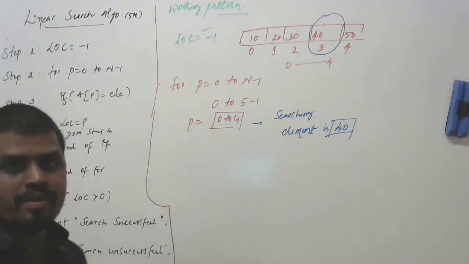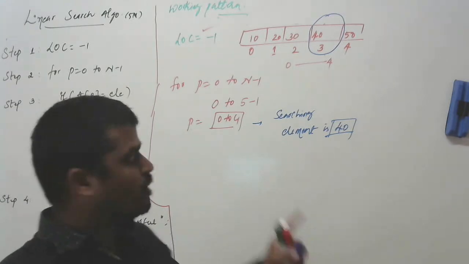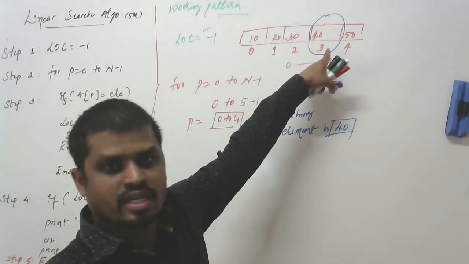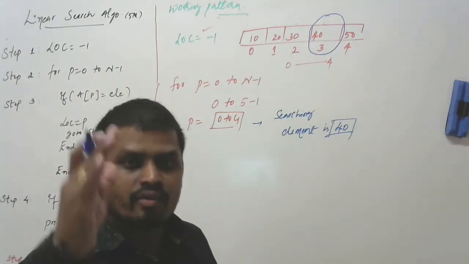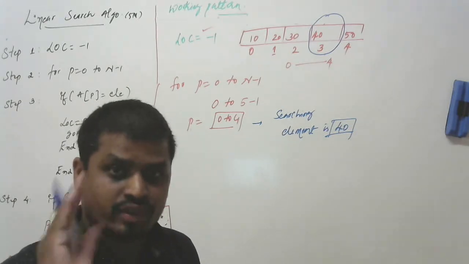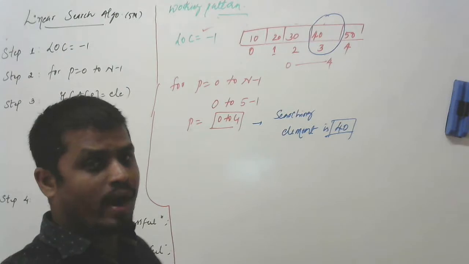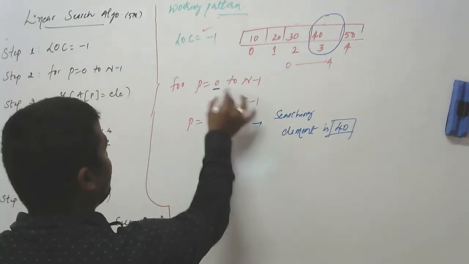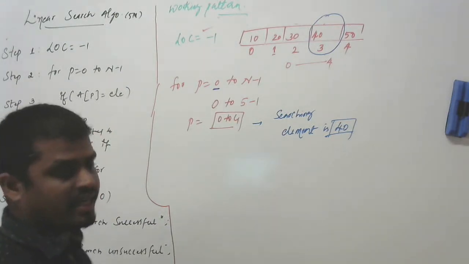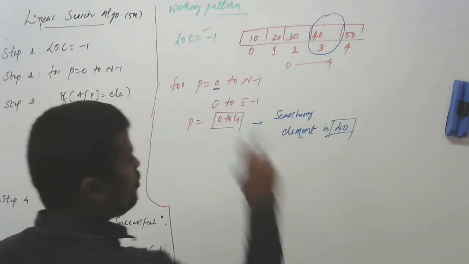One thing you remember: you cannot go directly to the third position. This is the linear search. You must and should visit each and every memory block from the beginning. Why? Because you are mentioning here clearly, I want to search the element from 0 position to 4th position.